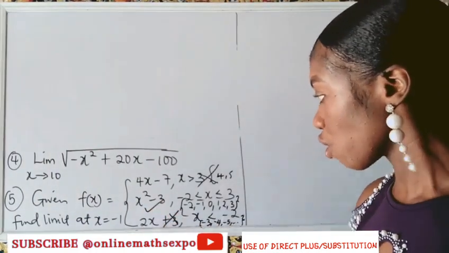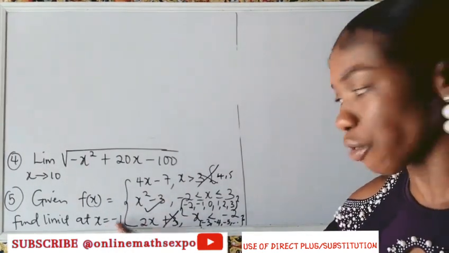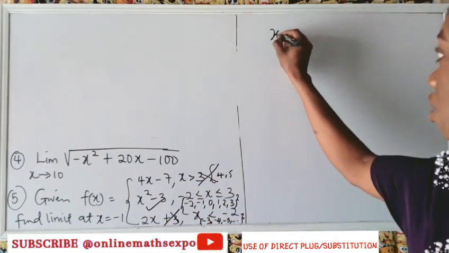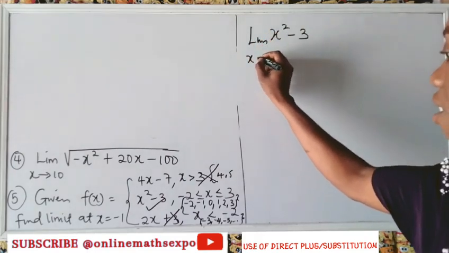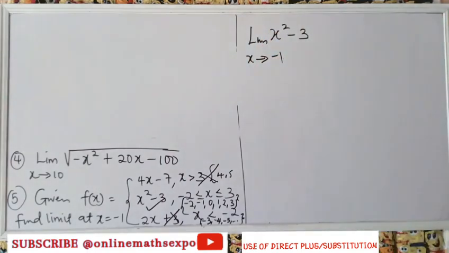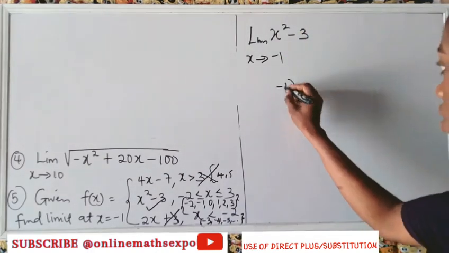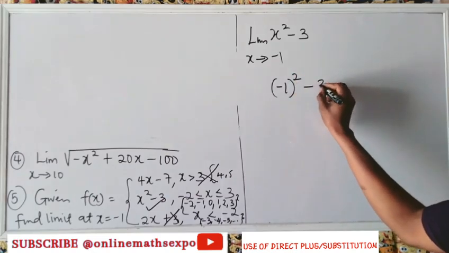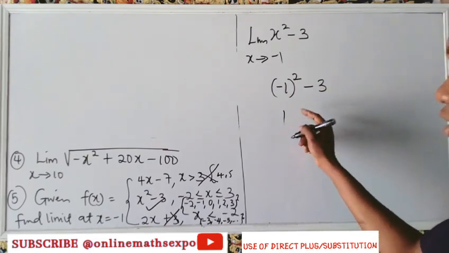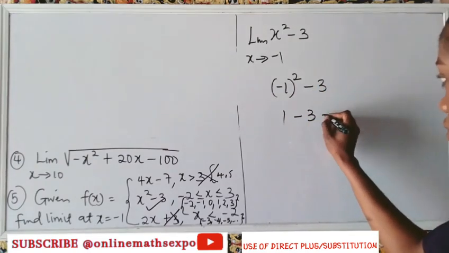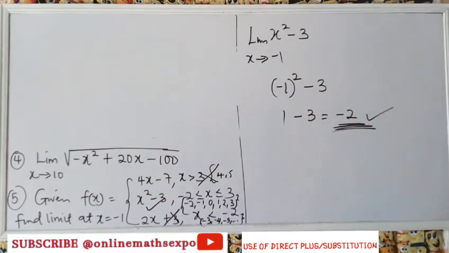This is wrong. So for this, we are going to have the limit at x equal to negative 1 in this function. So that will give us x squared minus 3 as x approaches negative 1. So we directly plug in our x value here to give us negative 1 raised to power 2 minus 3. So we have negative 1 to the power of 2 will give us 1. Then we have minus 3. And 1 minus 3 is going to give us negative 2 as an answer.